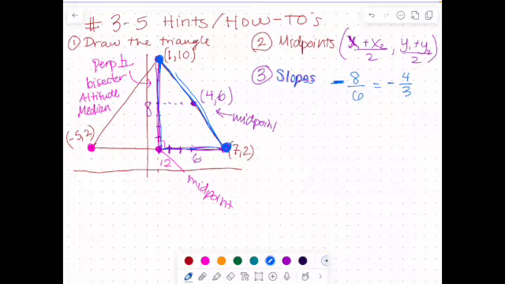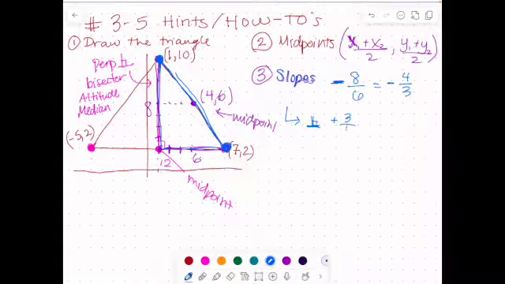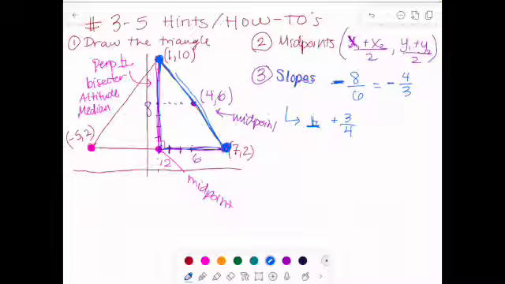And then the other part of the slopes that you want to find out is the perpendicular one. So the perpendicular slope to negative 4/3. So it would be the opposite. So the opposite of negative is positive. And then we flip this. 4 over 3 is going to become 3 over 4 is the perpendicular slope.